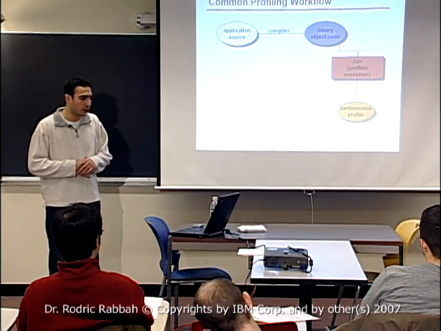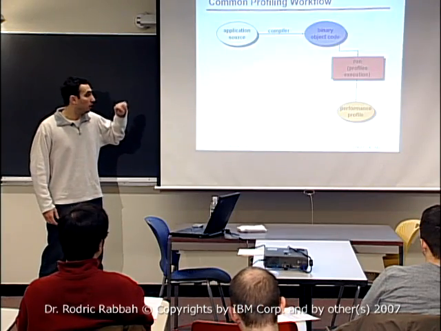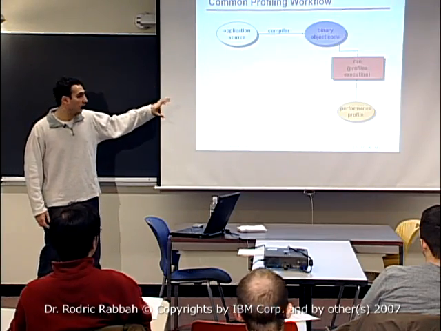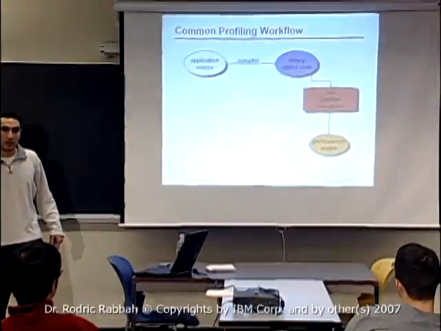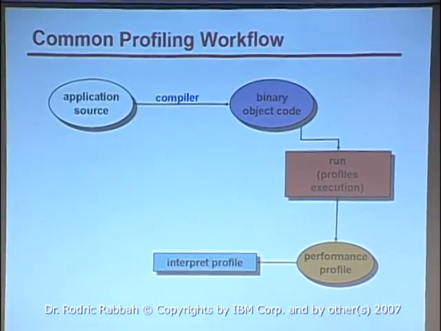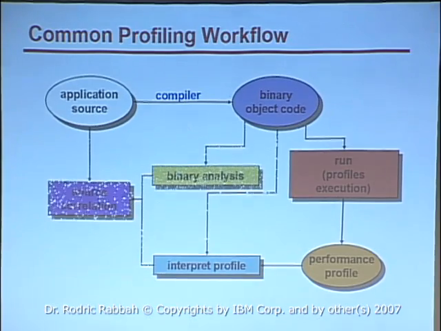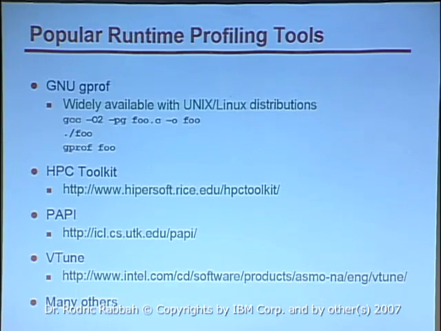The way these tools work is you have your application source code, you compile it down to a binary. You take your binary and you run it, and then that can generate some profile that's stored locally on your disk. And then you can take that profile and analyze it with some sort of interpreter. And in some cases, you can actually analyze the binary as well and re-annotate your source code. That can be very useful because it'll tell you this particular line of your code is the one where you're spending most of your time computing.